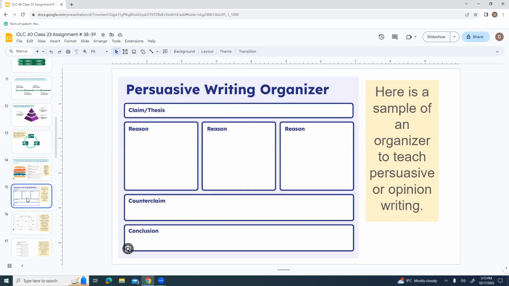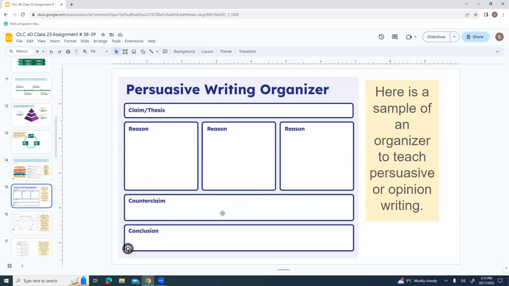Okay, so this is a persuasive writing organizer. It's the same kind of thing as an opinion organizer. So up here, you'd put your opinion, or they've got claim or thesis, whatever your argument is. Give your reasons. I would also add some details here.